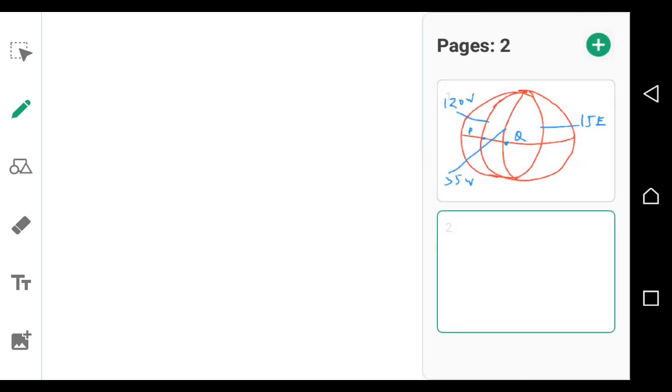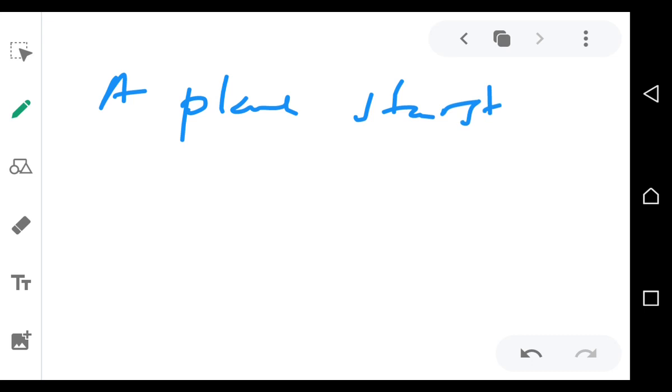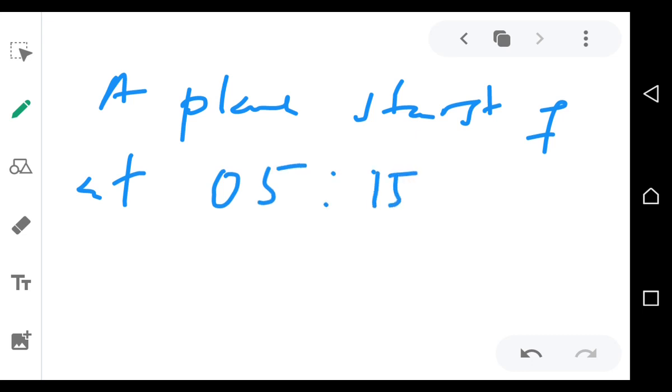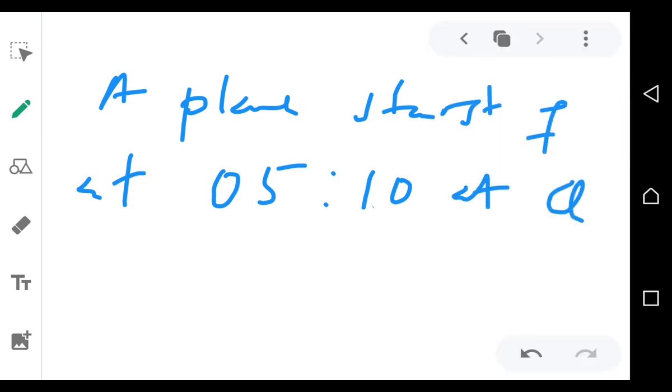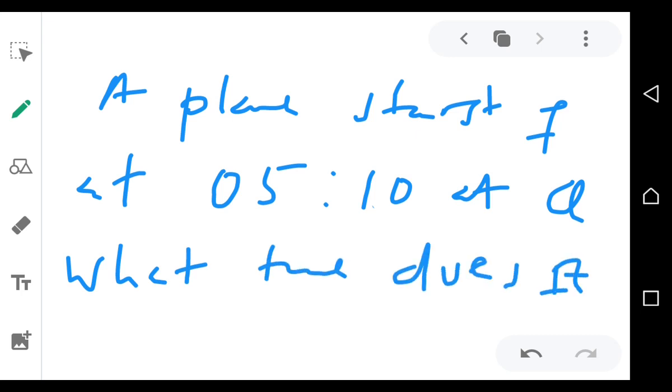And then they ask you: a plane starts off at, for example, 0510 at Q. What time does it arrive at P?